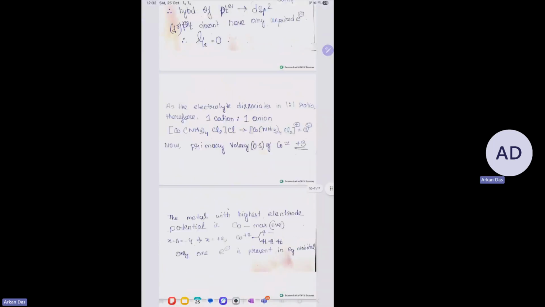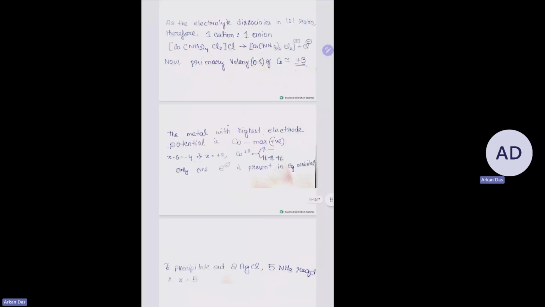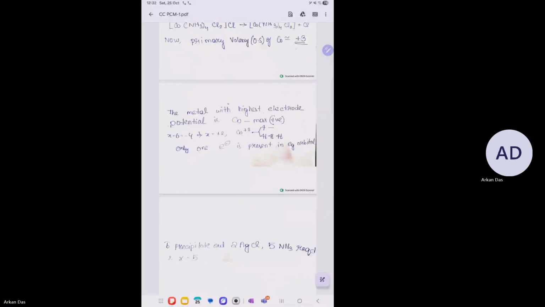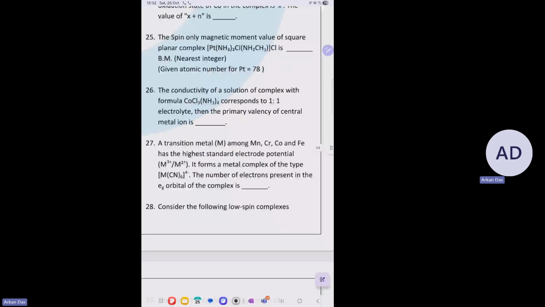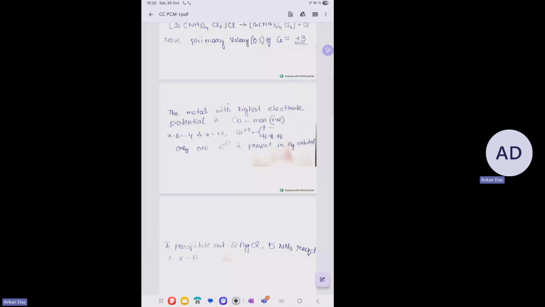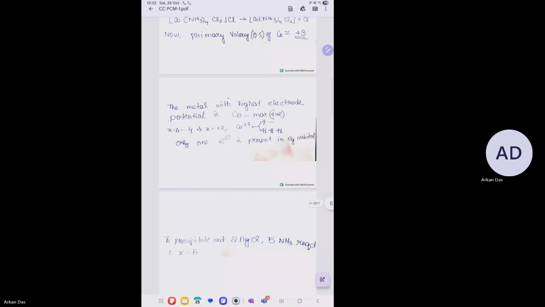A transition metal among Mn, Cr, Co and Fe has the highest electrode potential. It forms a metal complex of this type. The number of electrons present in the eg orbital of the complex. So we have to know who shows the highest electrode potential. Among them, cobalt shows the highest electrode potential, maximum positive. So henceforth, we will consider cobalt, which will show only 1 electron present in the eg orbital. Next question.